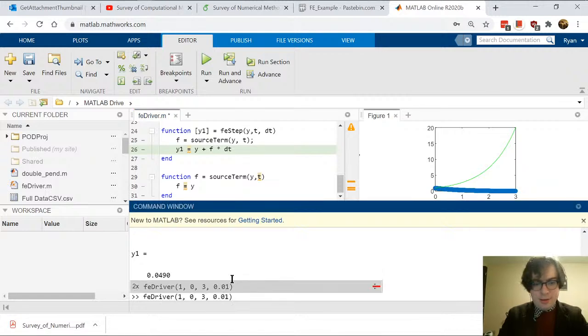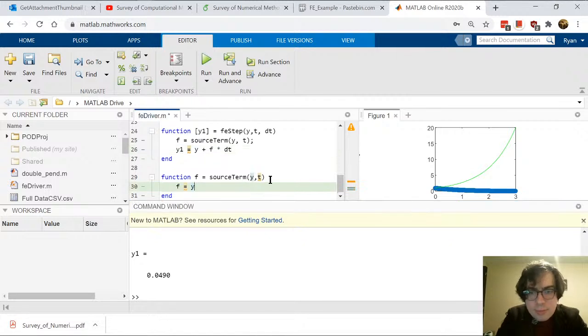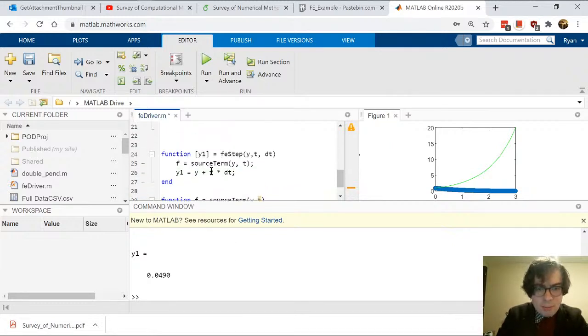What did I... I had this working earlier, and then I got rid of all the stuff in it. Let me get rid of that. Let's see, plus f times delta t. Yeah, that all looks good.